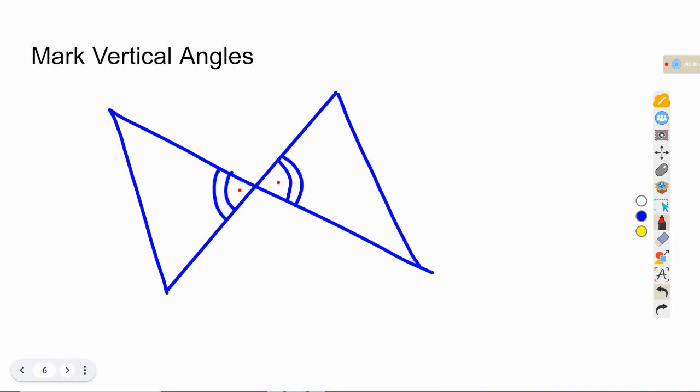Okay, so I don't care which other way. We can also say that this angle is equal to that one. Okay, so anytime that you see that, we have to mark that really quickly.